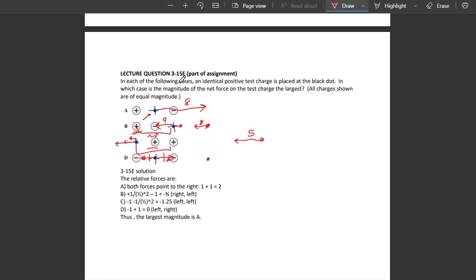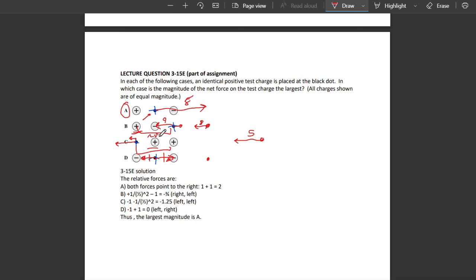So if we were to consider the magnitude of the forces, which one has the greatest magnitude? A, by virtue of just being the largest. We had arbitrarily decided that the force was equal to 4, just for simplicity of calculation. A has the largest value here because both forces are equidistant from the test charge, and they both act in the same direction, so they're double, which is why A is the answer.